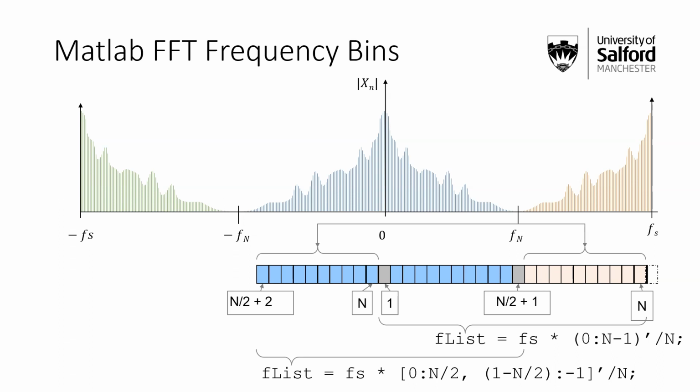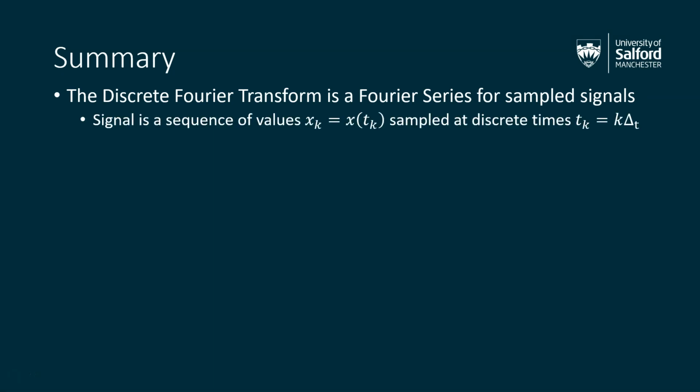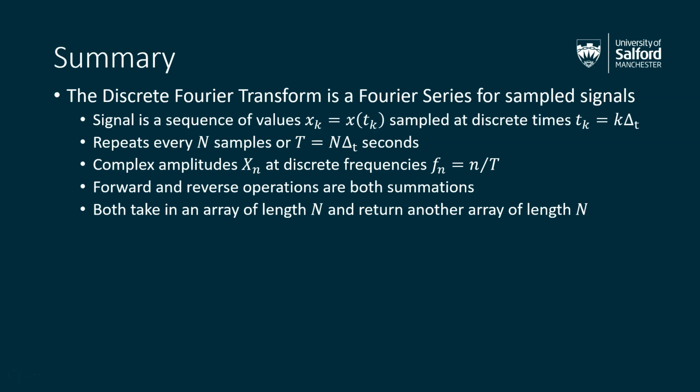Okay, so let's get to the summary. The discrete Fourier transform is a Fourier series for sampled signals. The signal is a sequence of values, x_k, of x at time t_k, sampled at discrete times t_k equals k times delta t. And this repeats every N samples, or T equals N delta t seconds, because it's based on a Fourier series. We get complex amplitudes out of it at discrete frequencies f_n equals n over T, so that matches the Fourier series. But now the forwards and reverse operations are both summations. In terms of the code, both take an array of length N and return another array of length N, whether they're doing the forward or the reverse transform.